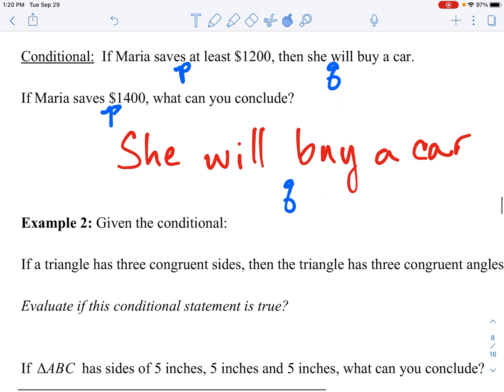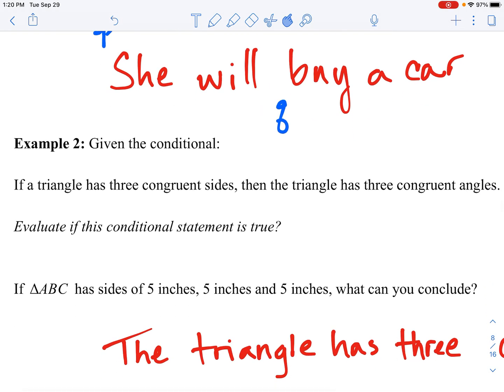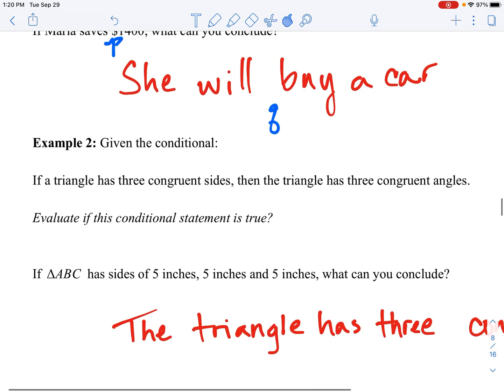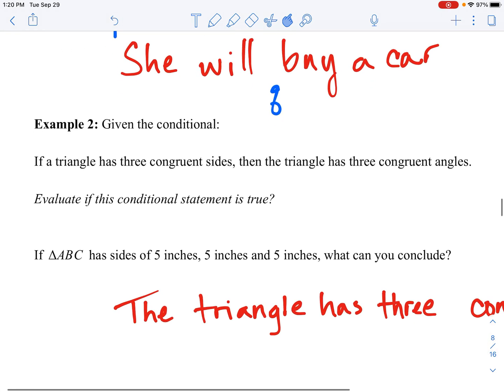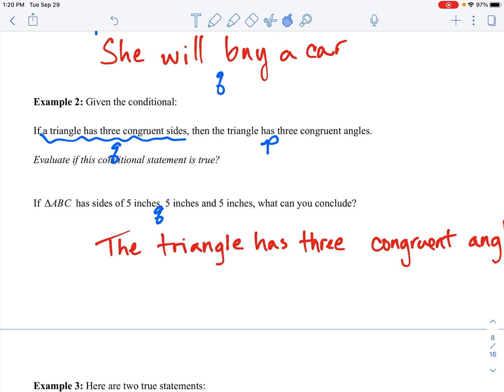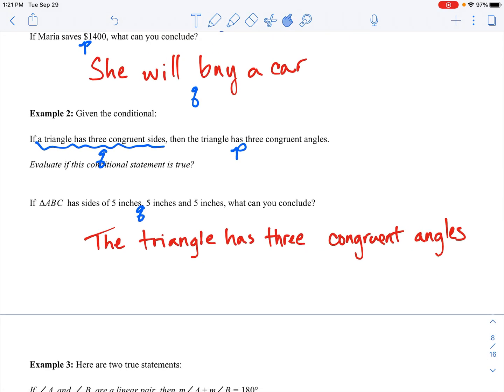All right, given the conditional, if a triangle has three congruent sides, then the triangle has three congruent angles. So with that being said, if triangle ABC has sides of 5 inches, 5 inches, and 5 inches, all right, so that's my Q. It fits perfectly with three congruent sides. That's Q. What can you conclude? I can conclude the P. The triangle has three congruent angles.